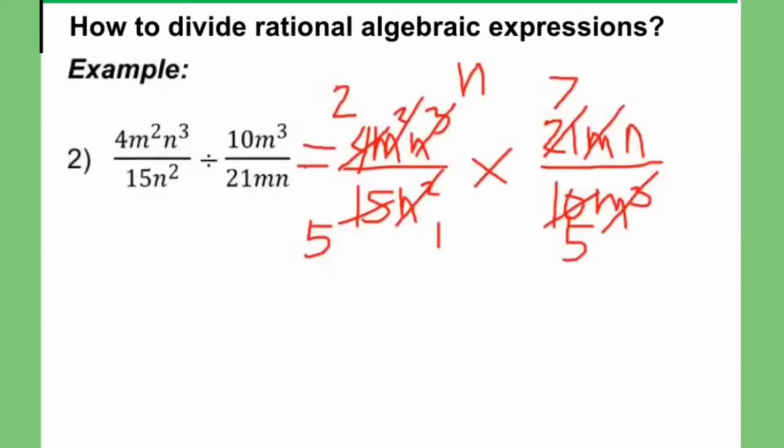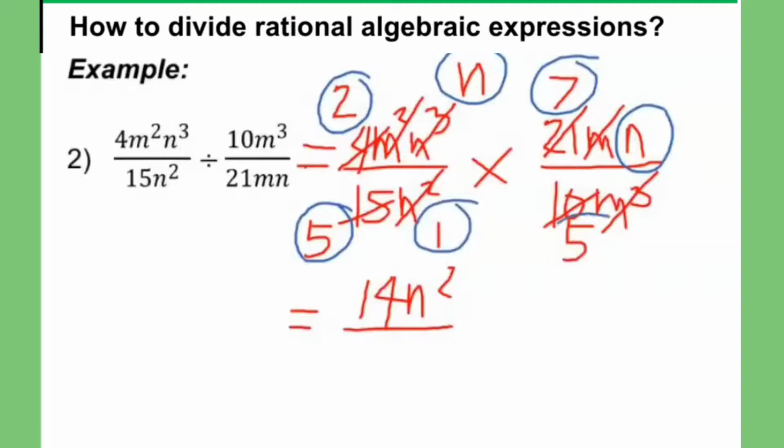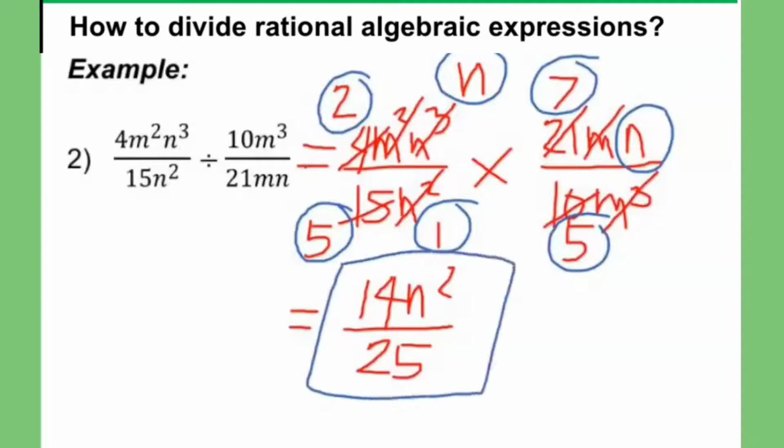Now, we multiply the remaining factors. So, you have 2 and 7 and another n. Multiplying them together, we get 14 n squared. In the denominator, the remaining factors are 5, 1, and 5. Multiplying them together, that is equal to 25. And that is our quotient, 14 n squared all over 25. Let's proceed to our third example.